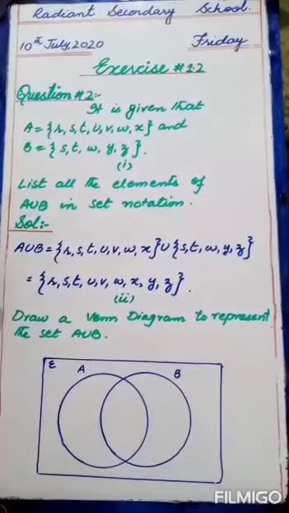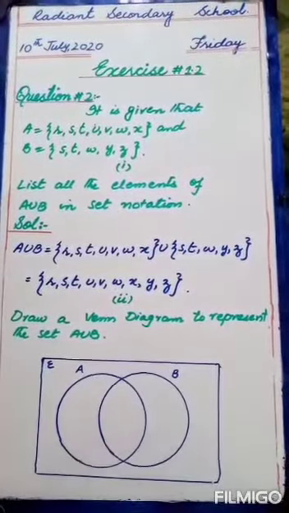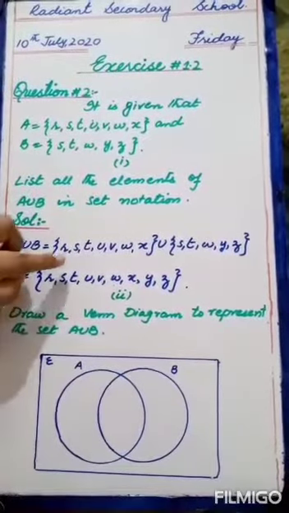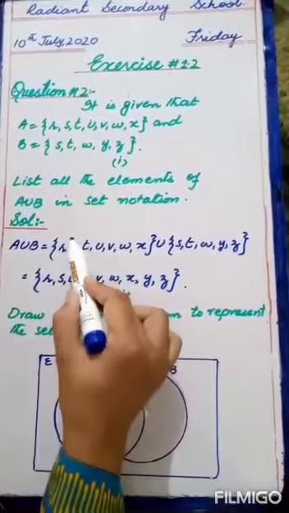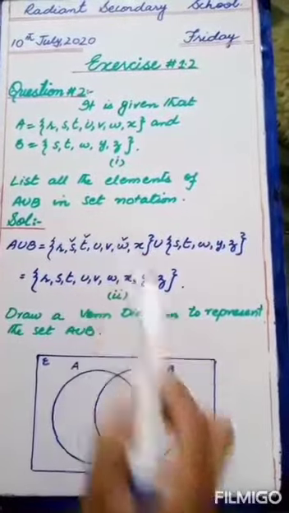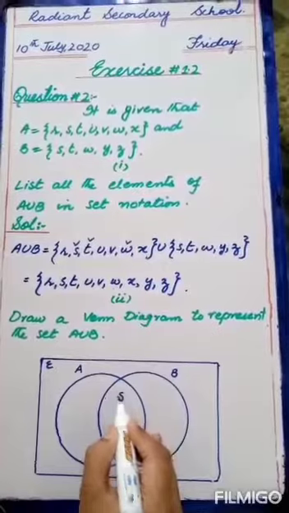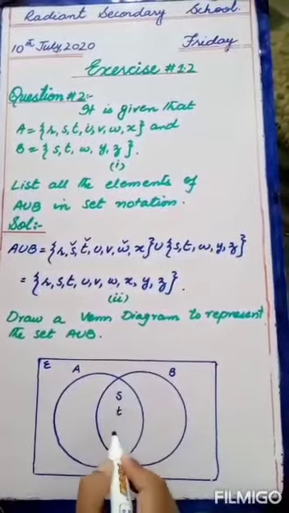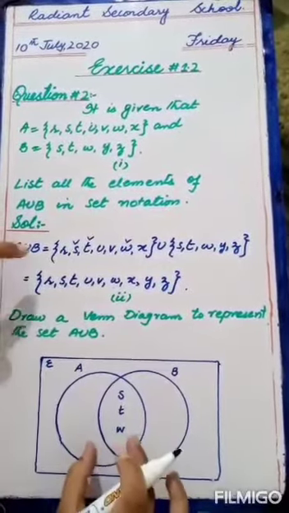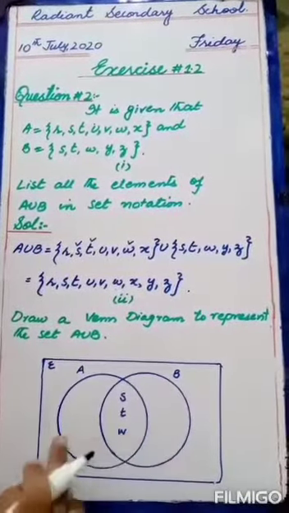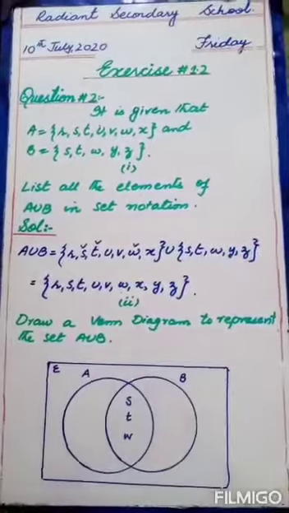Okay, first of all, whenever the overlapping case is there, you have to write the common elements. So what are the common elements? S, T and W. Clear? So first of all, I am going to write the common elements in the common area. Clear? You have to write the common elements in the common area. You cannot write these elements in this area or in this area.